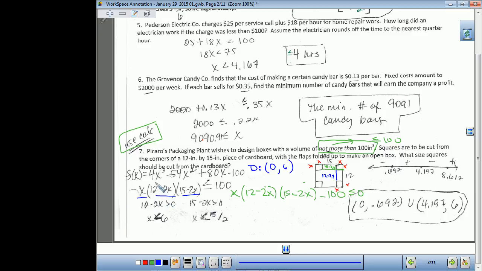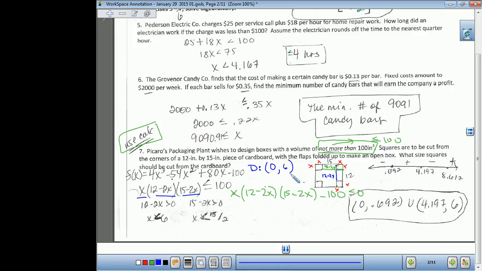So if x were 6 right here, this would make it 0. So anything larger than 6 would make it negative. Okay? If this were 7.5, we'd get 0. So of these two, which is the most limiting? 6. So the domain goes from 0 to 6.